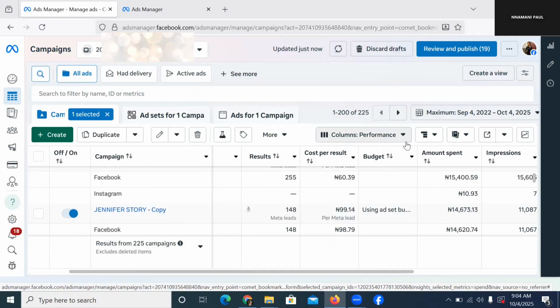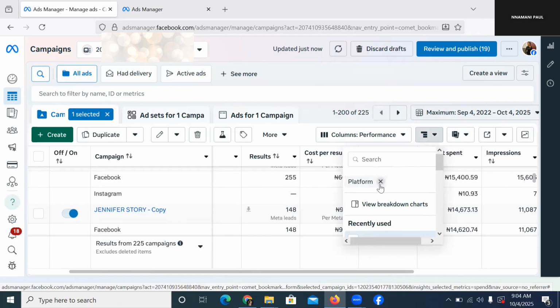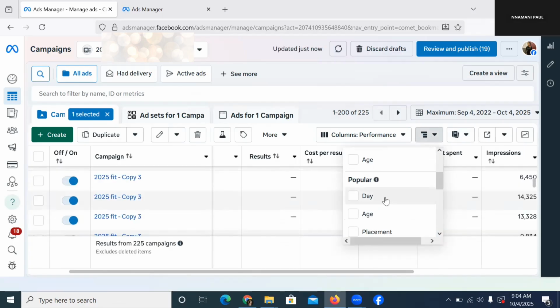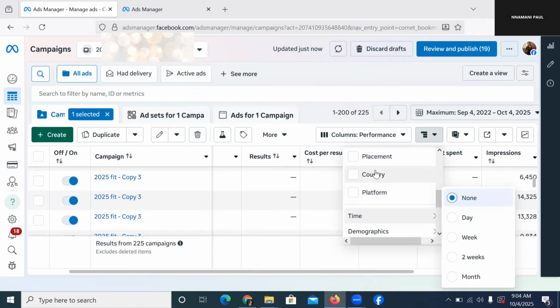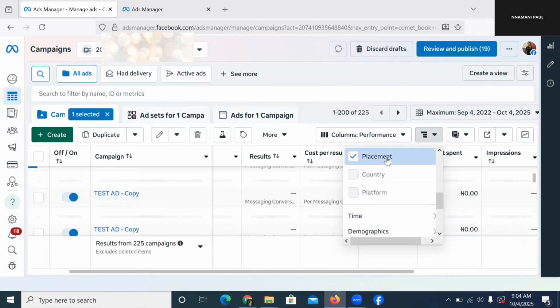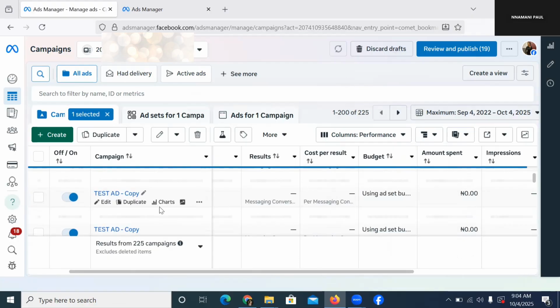All right. Now, the next thing here is this. I'm going to remove breakdown by platform, and I'm going to break down by placement, for instance. What does that mean? It's going to show me if most of my results are coming from Facebook feed, Facebook story, Facebook reel, and all of that. So when this breakdown is done, you'll be able to know, oh, okay, most of my results are coming from timeline. There's no need for story, no need for reel, no need for search results.